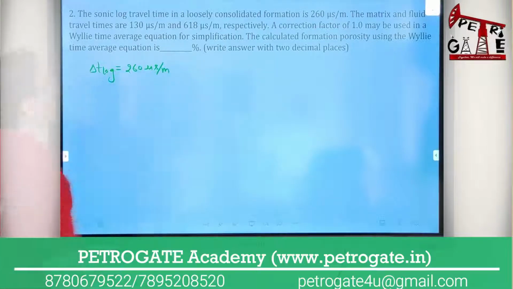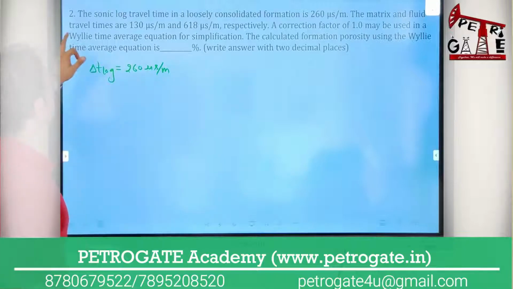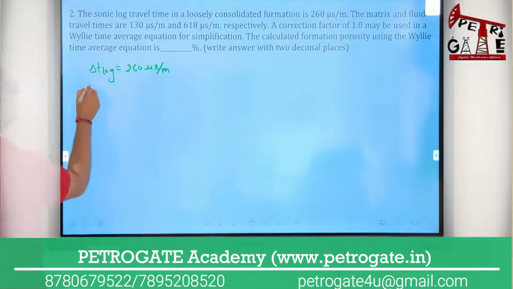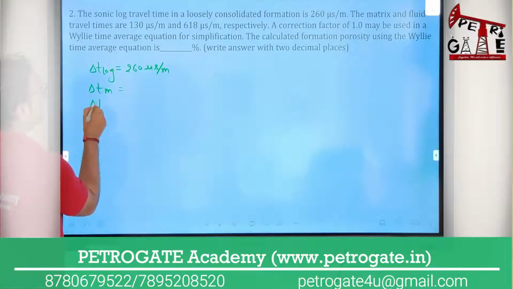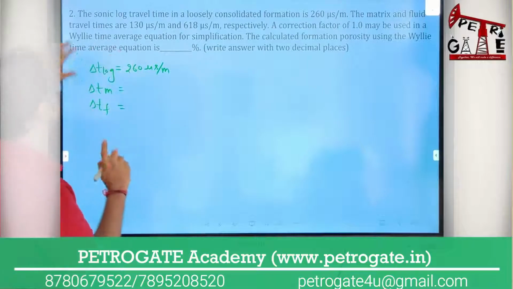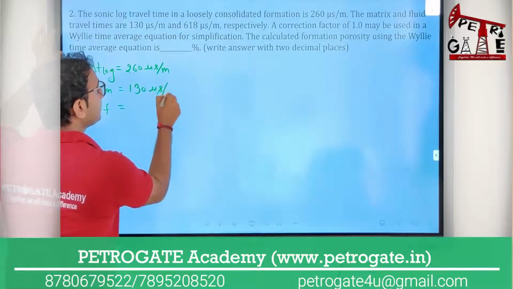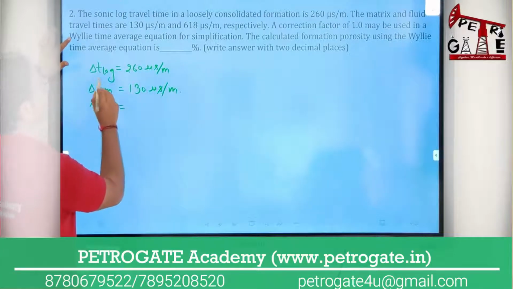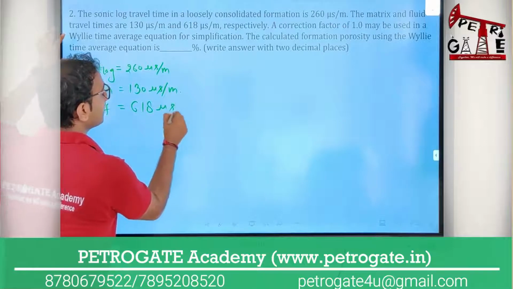Now the matrix and fluid travel times are given, meaning delta T matrix is given and delta T fluid is given. Delta T, the travel time of matrix, means 130 microsecond per meter, and the travel time of fluid is 618 microsecond per meter.